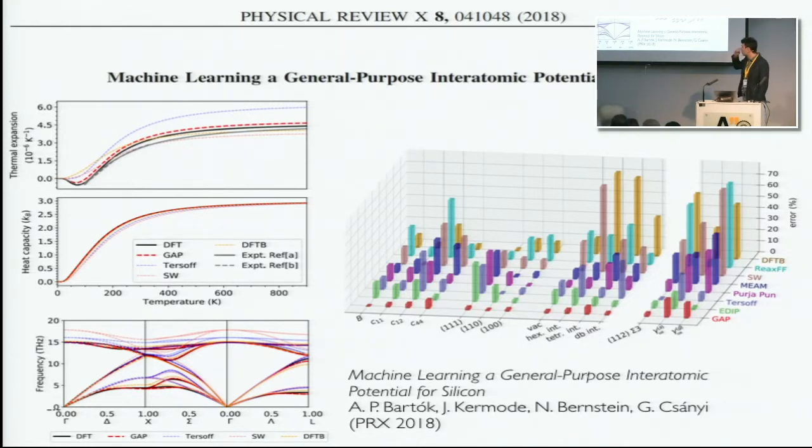And it's nice to show that they predict properties which are physical, very close to the DFT level. For example, heat capacity on the left, thermal expansion, the phonon spectrum, and other properties which are plotted here. And the nice thing is that this unique potential behaves very well, and it behaves on average better than any other potential designed specifically for silicon.